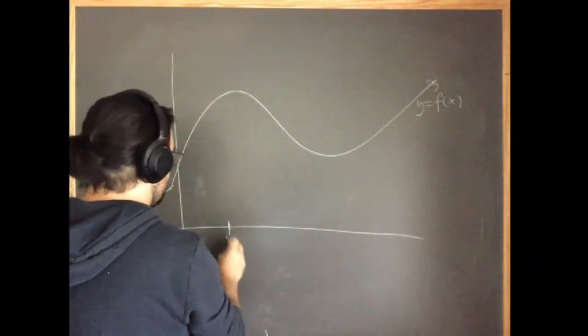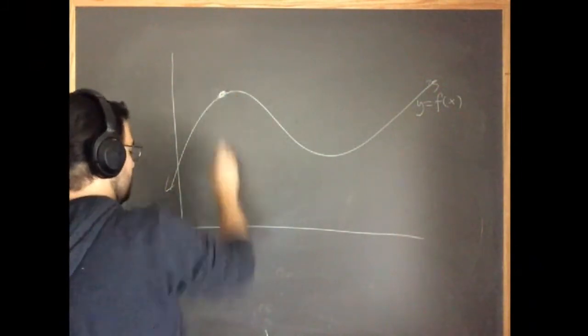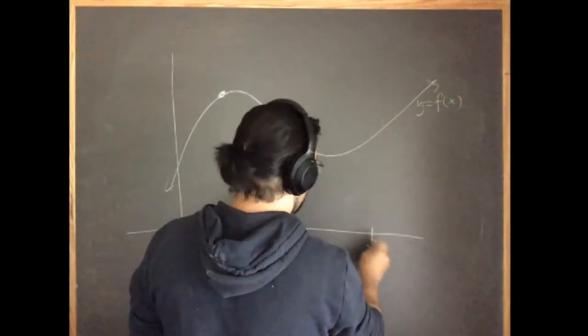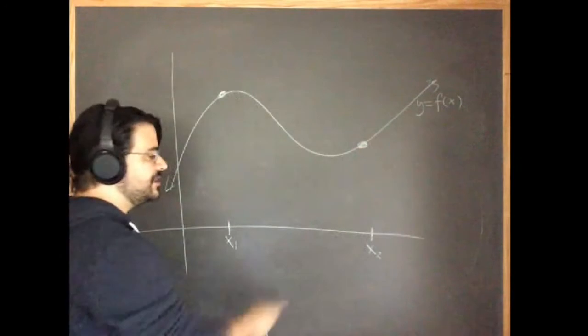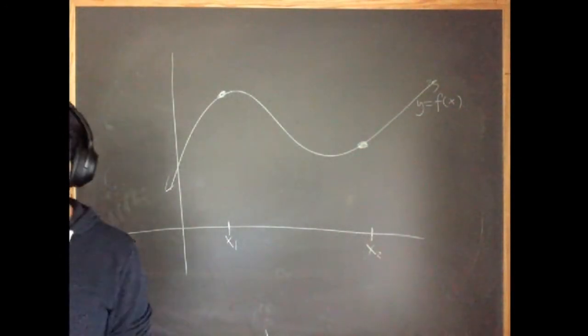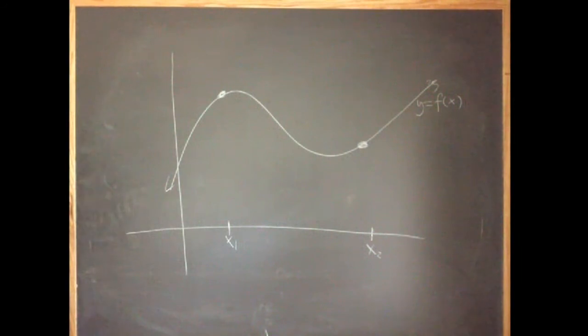I'm going to call this one x1, and it goes to this point right here on the graph. And then I'll pick x2 over here, and it goes to this point here. Okay, and x2 is typically the larger one, and x1 is the smaller, but it doesn't matter as long as you're consistent with what you choose for x2 and x1.